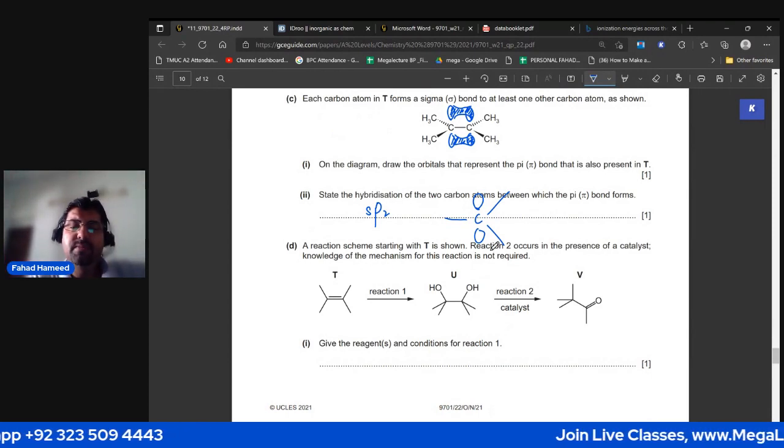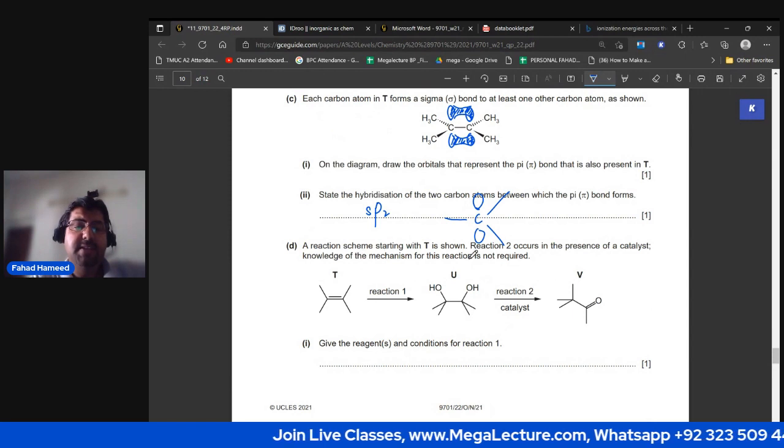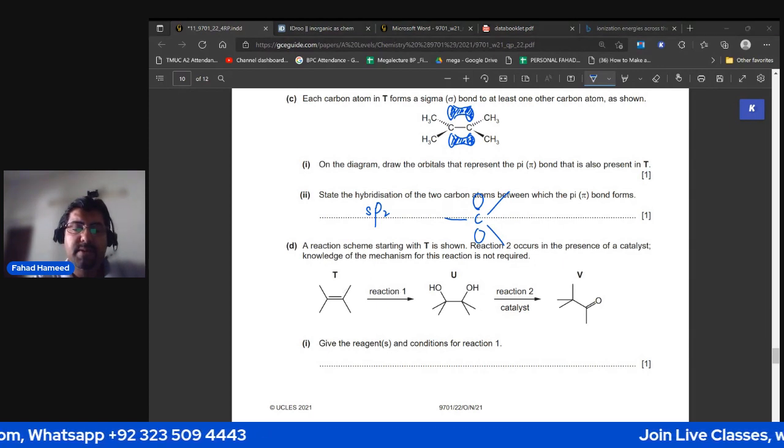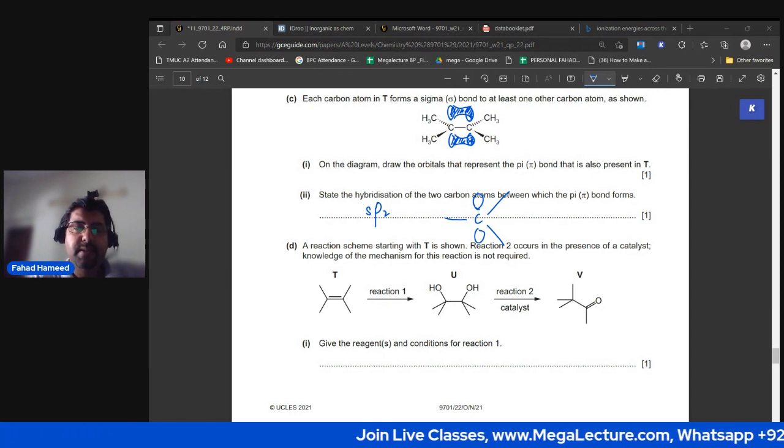Now, the next part is a reaction scheme. Starting with T is shown. The reaction 2 occurs in the presence of a catalyst. Knowledge of the mechanism of this reaction is not required. Give the reagents and conditions for reaction number 1. So you've got an alkene and it's turning into a diol. So for this, I'm just going to quickly open the chart for organic. This is basically mild oxidation.